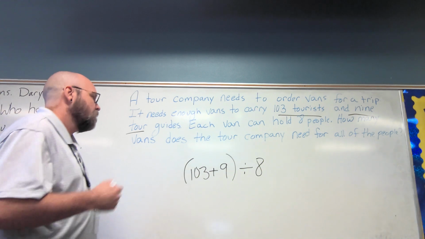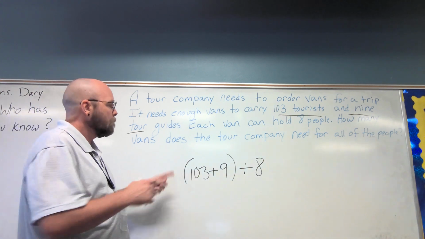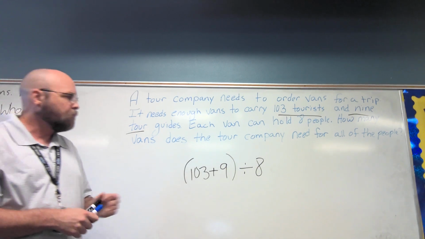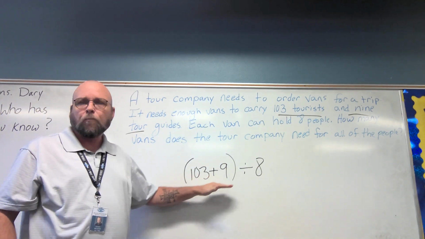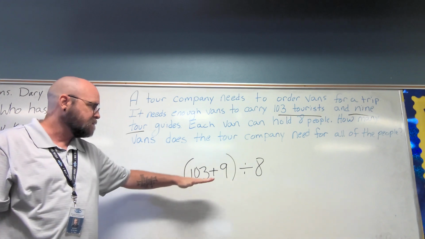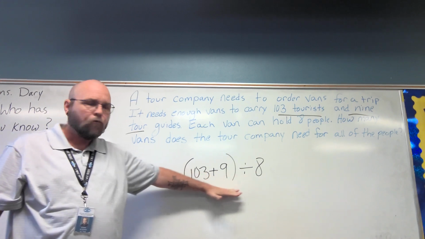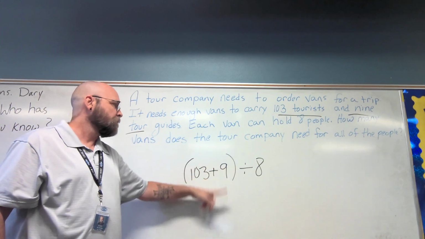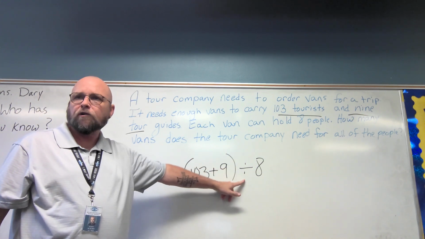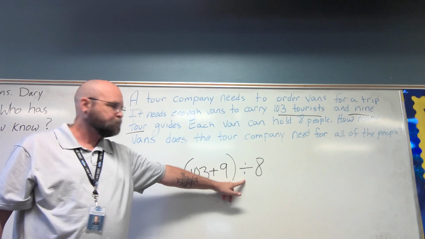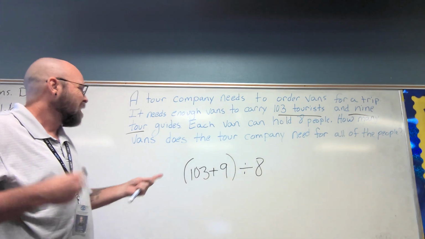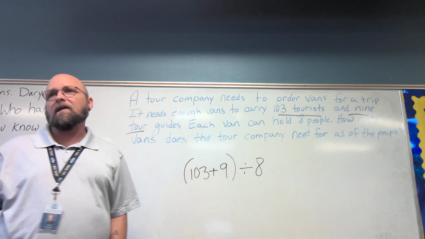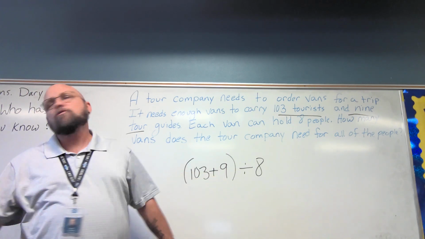So we put parentheses around this because if we have problems that have multiple operations, this has addition and division, we want to make sure we do our addition first. And if you don't put parentheses around it, you're going to end up doing your division first if you follow the rules. So 103 tourists plus 9 tour guides.